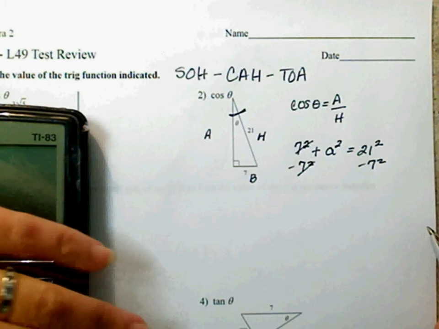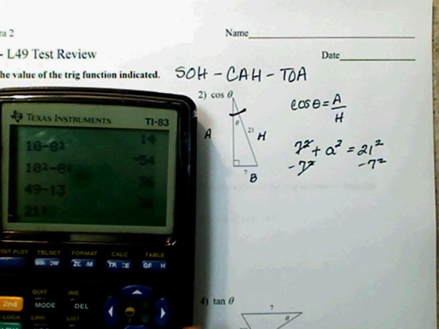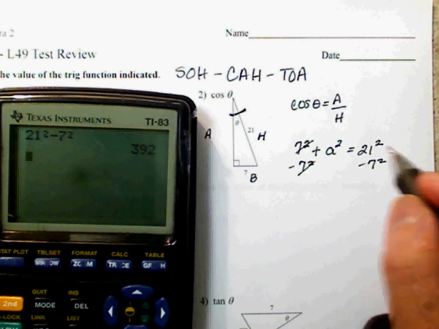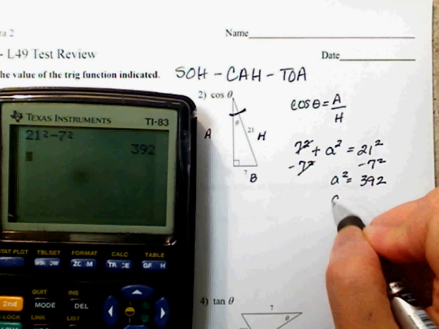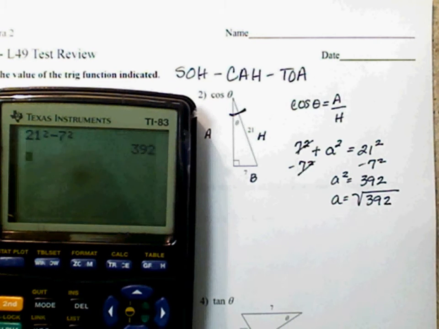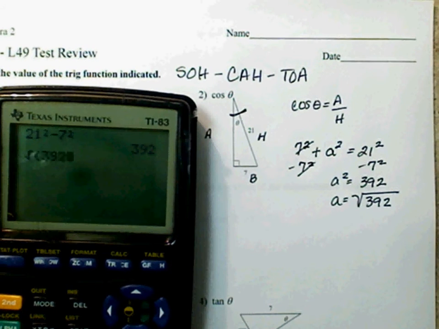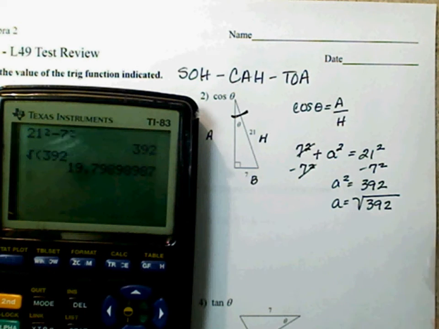That cancels out. On your calculator, you can go 21 squared minus 7 squared, that'll give you 392. So, a squared is equal to 392. Solve for a. You take the square root of 392. Check to see if that's a perfect square. As you can see, this is a decimal, so you're going to have to break it down manually. So what are some factors of 392?